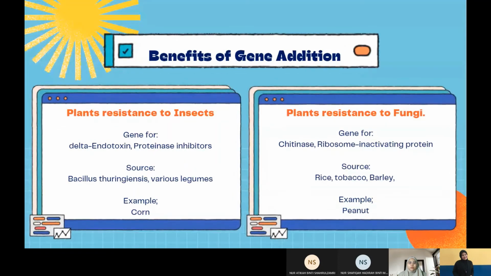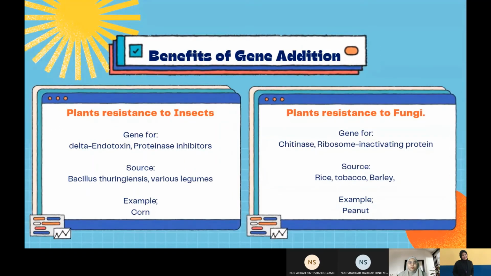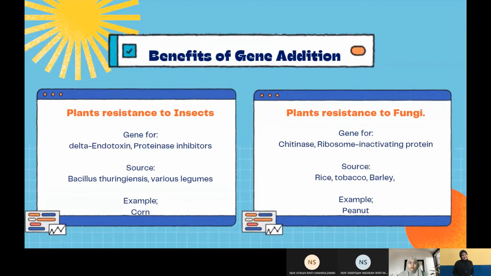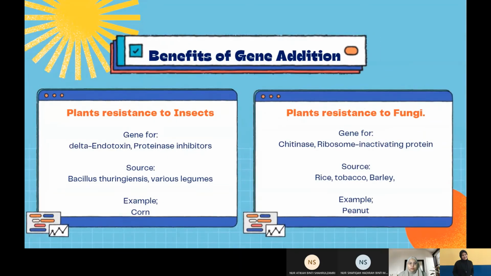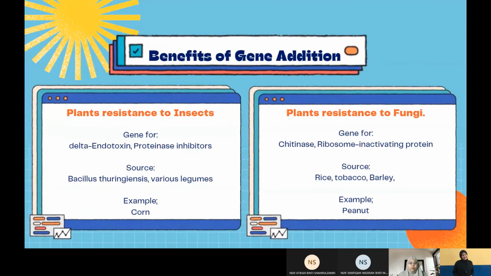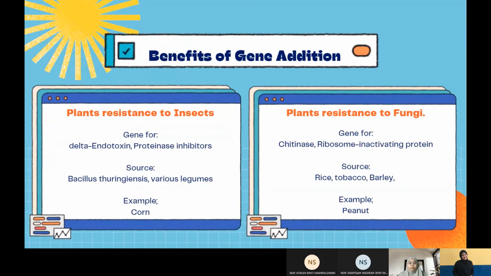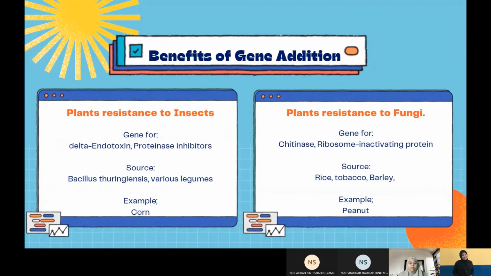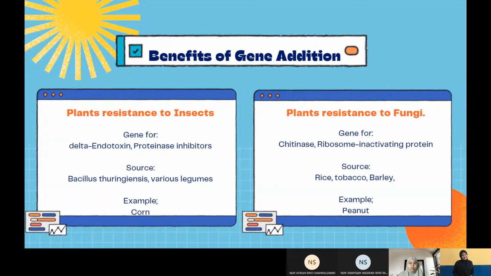The gene addition will make the plants resistant to insects. The genes that we want are the genes that encode for the delta endotoxins and proteinase inhibitors. This is an example of the gene we want it to be encoded for, and the source we get it from is Bacillus thuringiensis and various legumes.